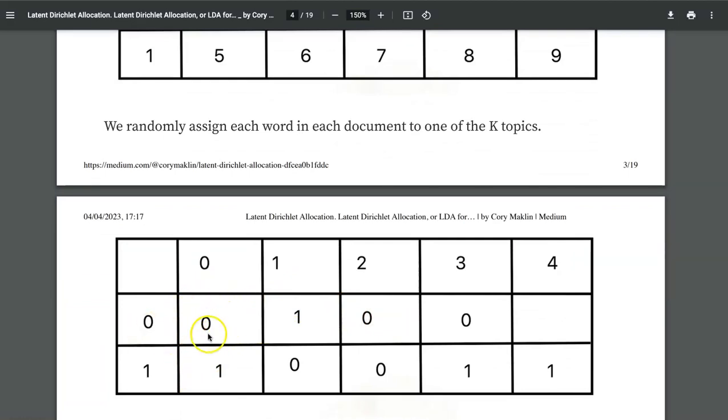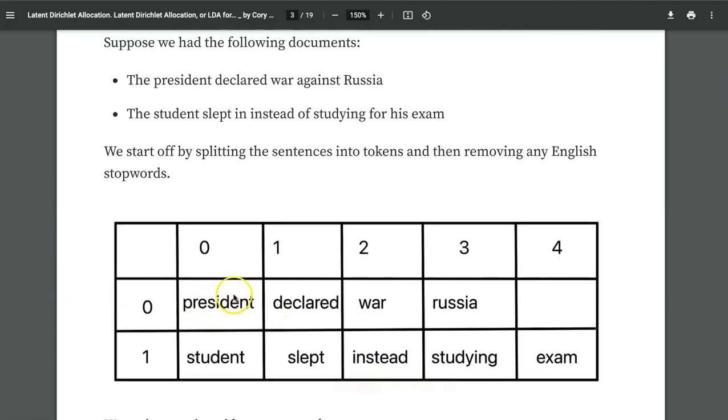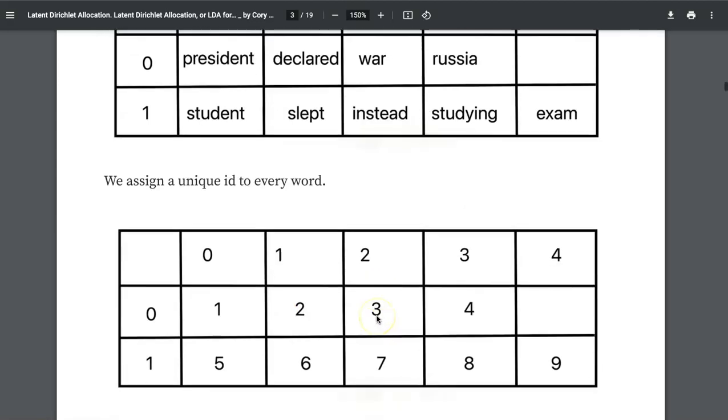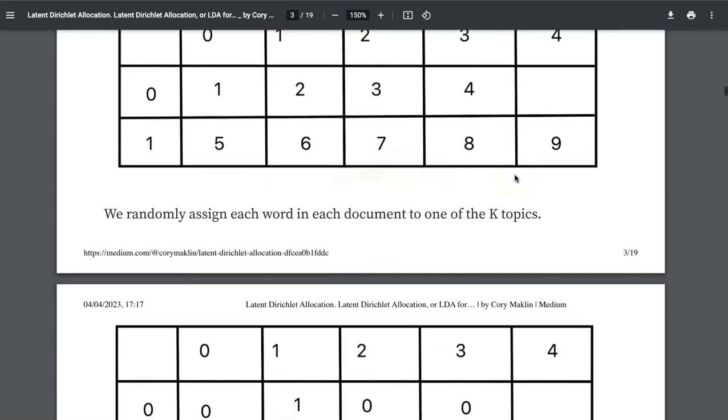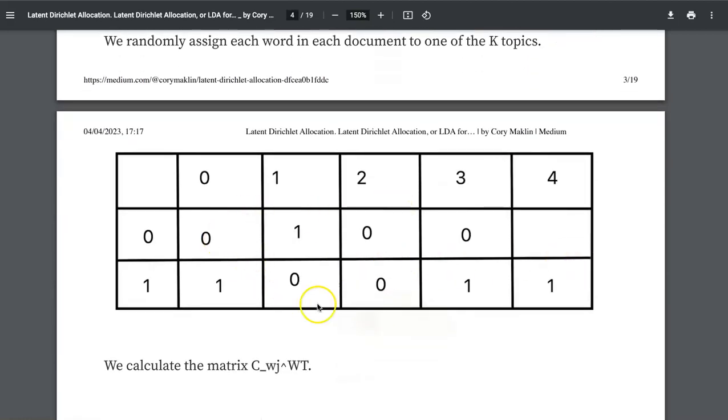In the first document, the first word is assigned topic class 0, the second word topic class 1, the third word topic class 0, and so on and so forth. Maybe the fourth word is also 0. So in the initial phase this is the random initialization of the topic classes. But as you are randomly guessing, it might not be true, so you need to get the best prediction for each of these words.